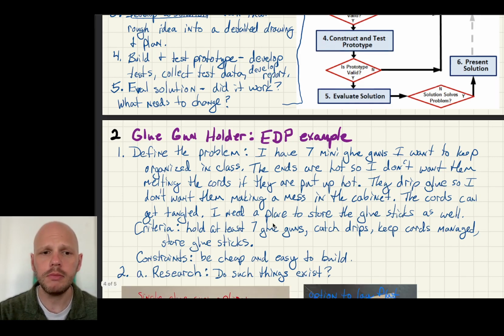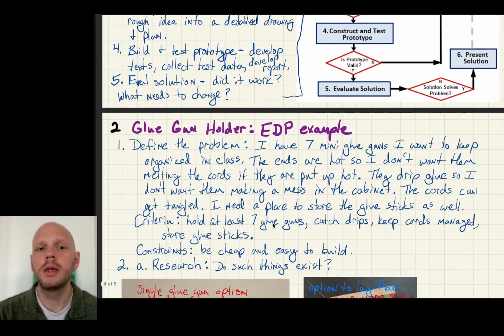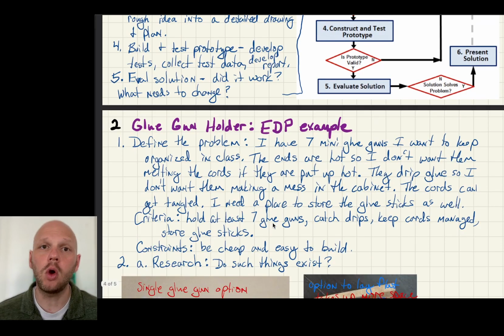So what are my criteria? My criteria are that the holder needs to hold at least 7 glue guns. I want it to have some way where if the glue gun drips, it's not a big deal. It's going to catch the drips, and then I can peel off or throw all those drips away. But the drips are going to be in a place where I'm okay with it. I want to be able to keep the cords managed. Somehow I want to put the cords up or wrap them or do something to where the glue guns are going to be easy to pull out.